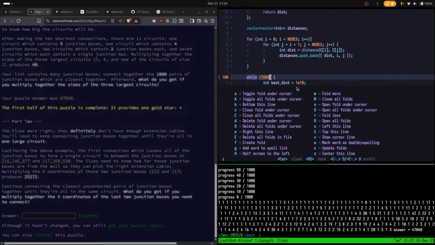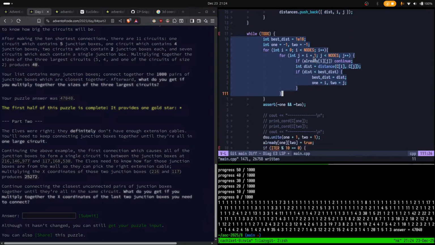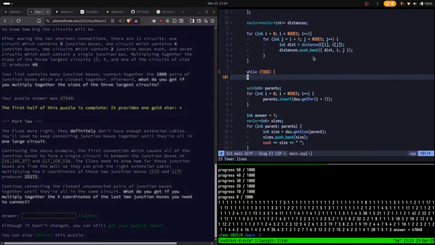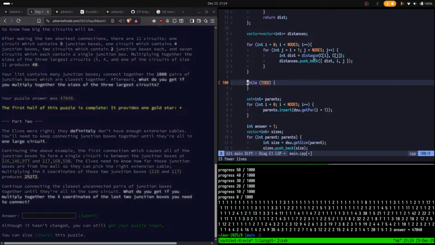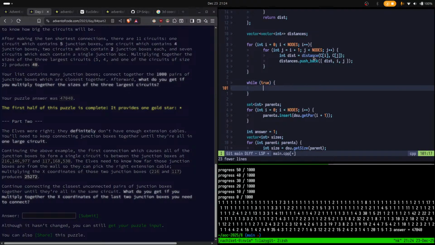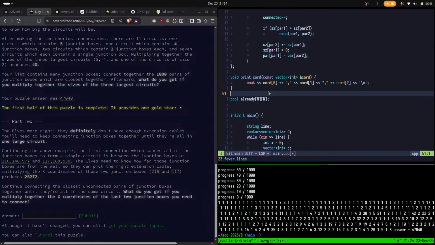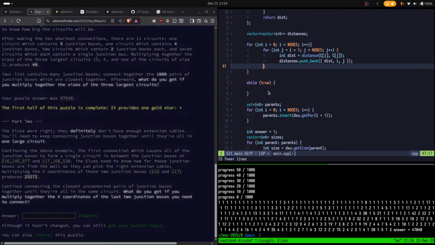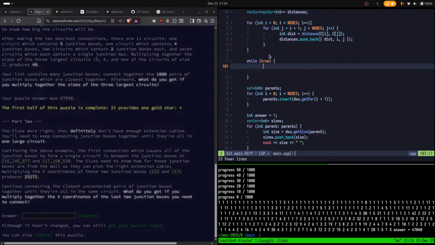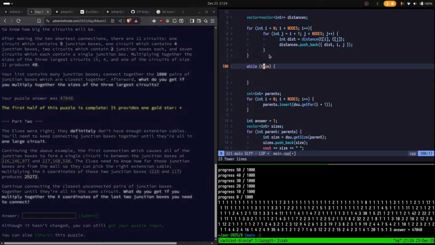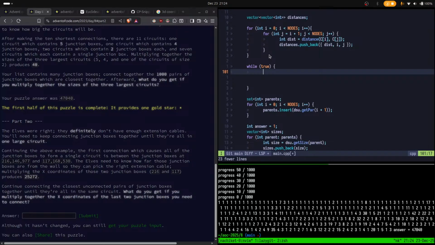Okay, what else? This I can remove, and let's see, while true. I need to find out the first pair after connecting which the number of connected components is exactly 1. So those helper methods are already present in DSU. How do I do that? I don't think this is even required.